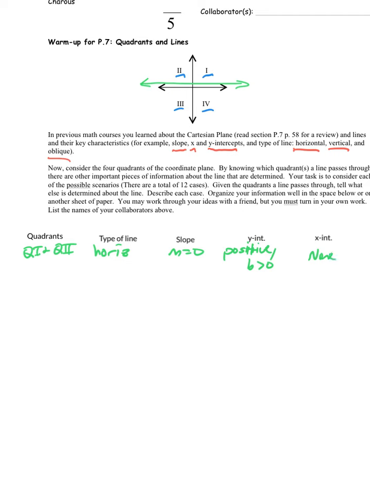So your challenge in this exercise is to describe every single case, and in this exercise there are a total of 12 cases. Each case is going to be defined by a different set of quadrants through which the line passes. And as a hint, think about what happens if a line coincides with one of the axes. Which quadrants does it pass through? Okay, good luck and have fun.